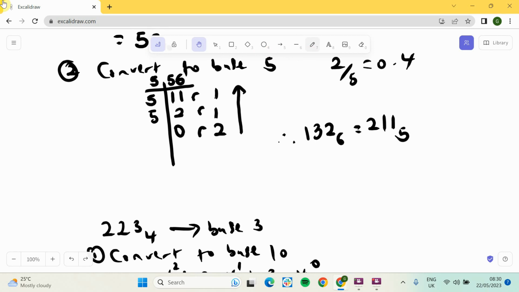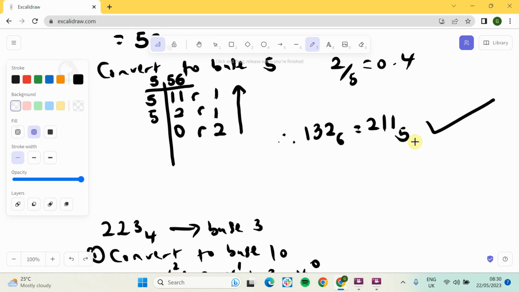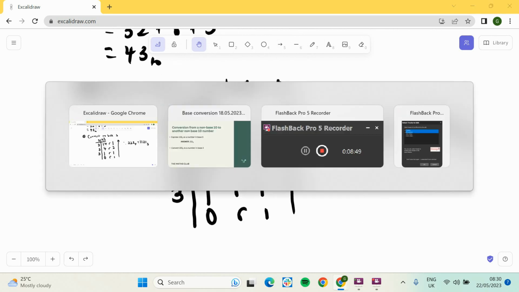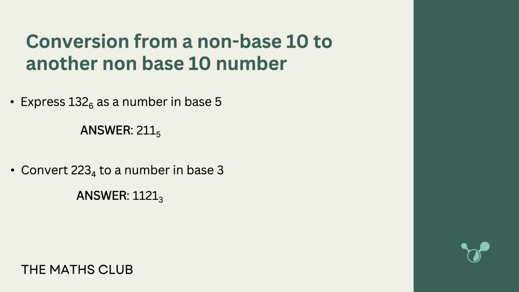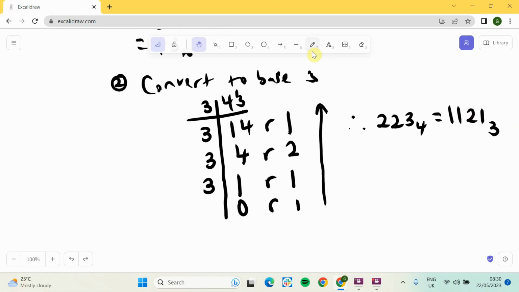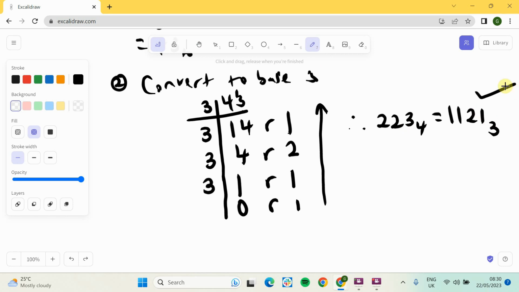So we can score ourselves. Very good, right? The next one is what? Let's see what the other answer is. 1121 in base 3. So this is also correct, right? So this is a simple way to convert from one non-base 10 number to another.